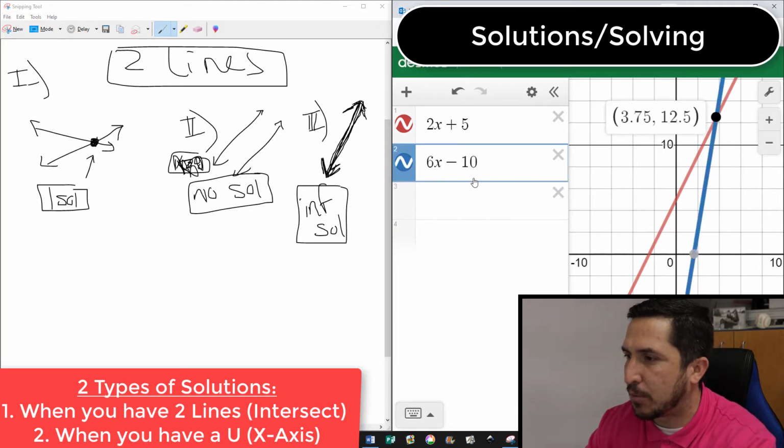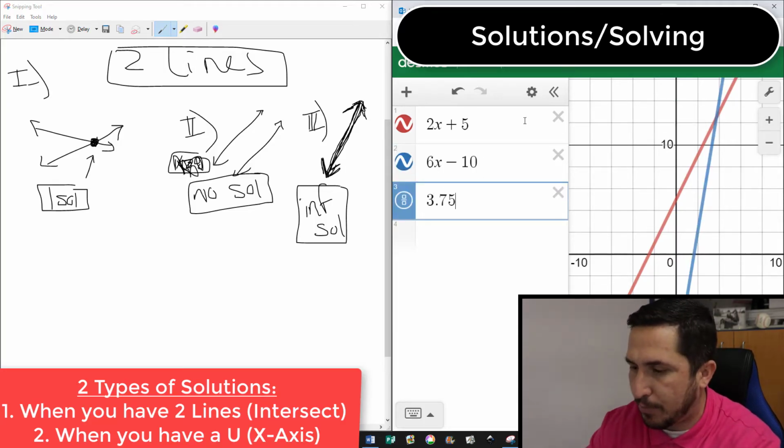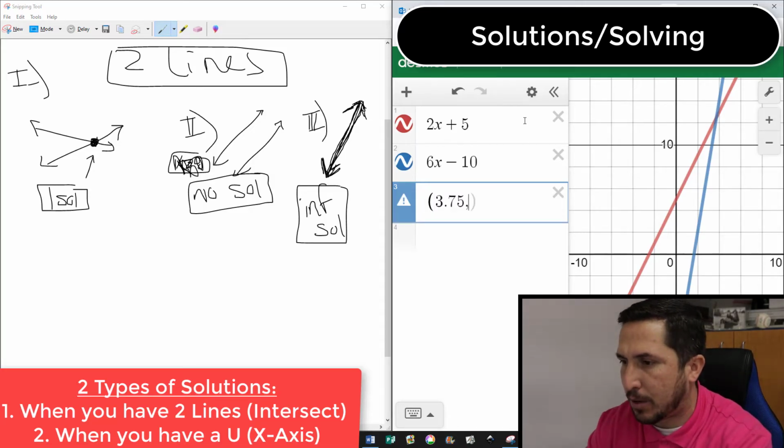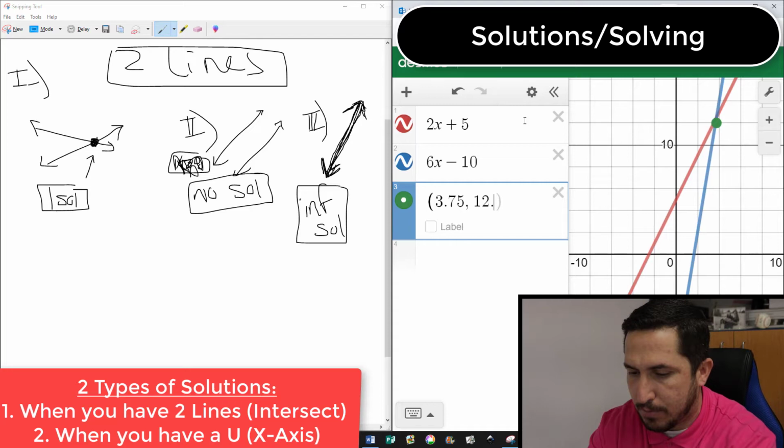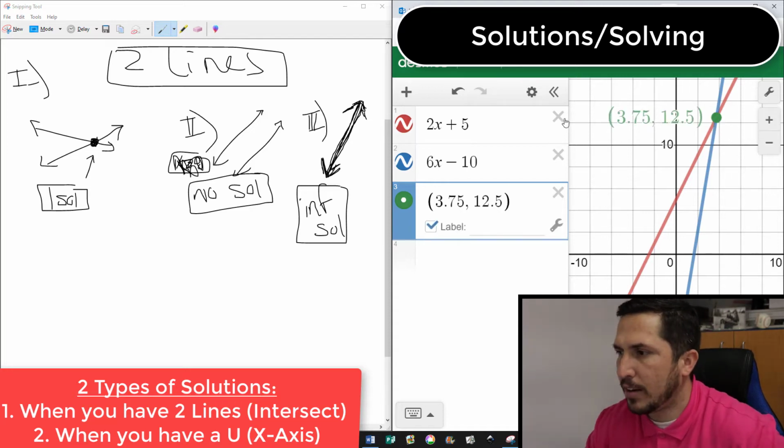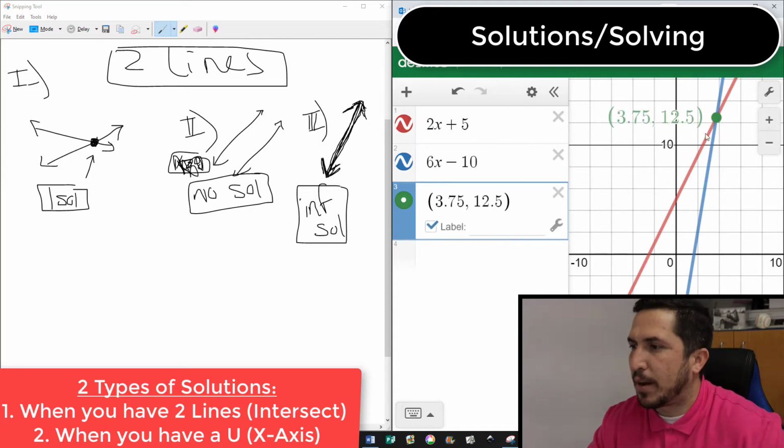Which one's the answer? Let me see. Let me write it down. 3.75, comma. And I think I said 12.5. So let me go 12.5. All right. Look, my answer is right here. There's my answer.